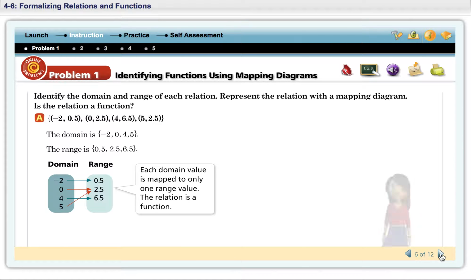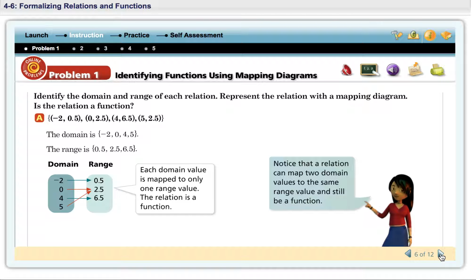Notice that a relation can map two domain values to the same range value and still be a function. So really you're just making sure that each of the values in the domain only goes to one value in the range. That's really all it is.